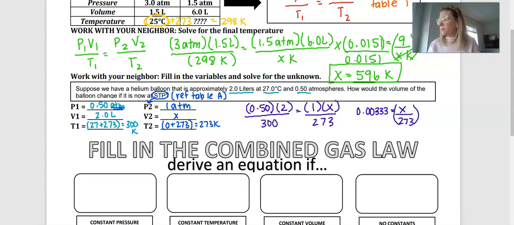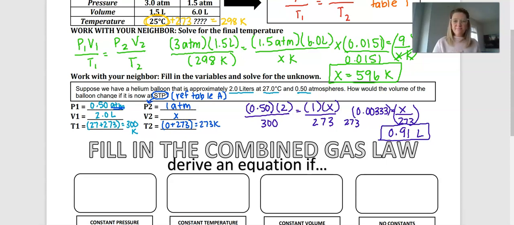So we're just going to have to multiply both sides by 273 in order to isolate our variable. So 0.00333 multiplied by 273 gives us 0.91. And again, this is liters.